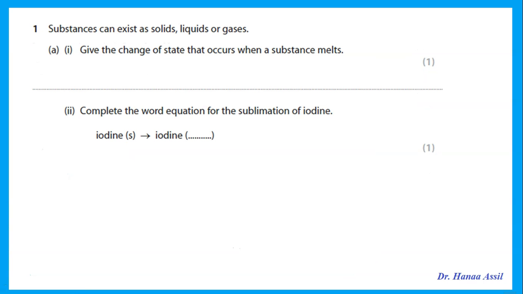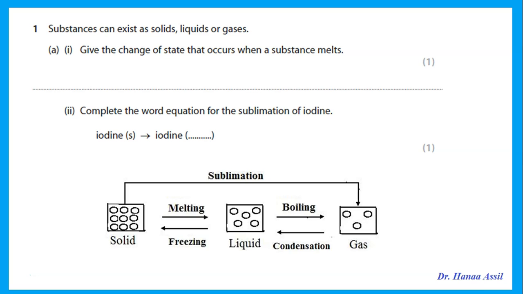The first question was: substances can exist as solids, liquids, or gases. Give the change of state that occurs when a substance melts. So melting is what? You should know melting is the change from solid to liquid.